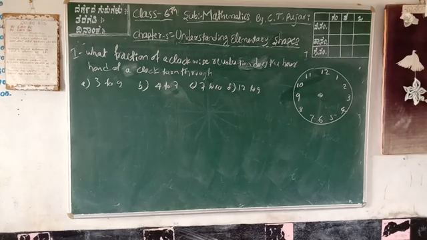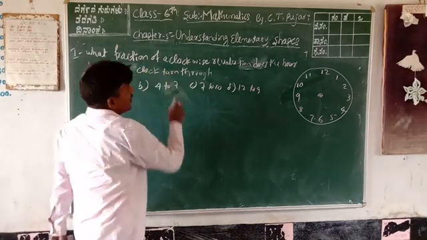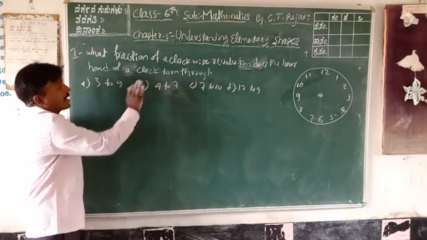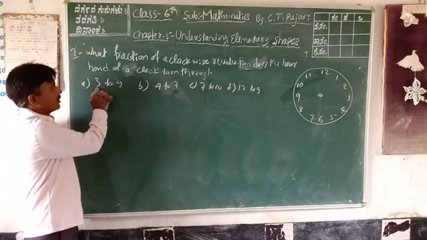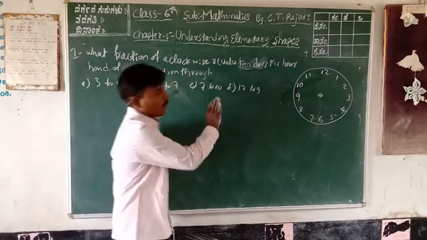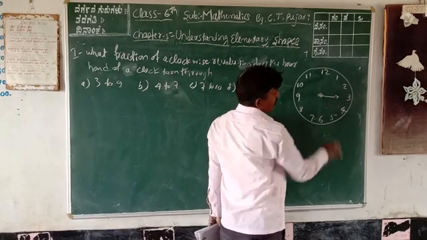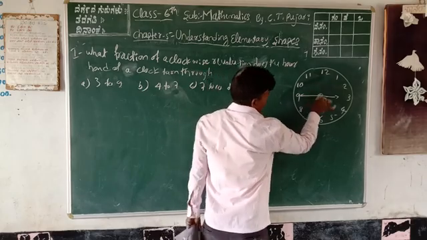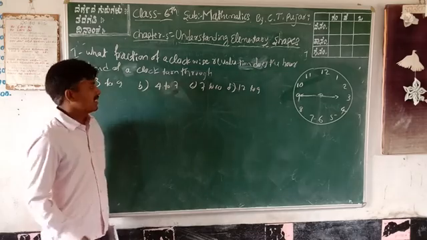Okay, next question: in Exercise 5.4, what fractions of clockwise revolutions does the hour hand of the clock turn through? First one is 3 to 9. In the clockwise direction, the hand goes from 3 to 9 hours. What is this angle, and what is it in fractions of a revolution? The first one is what?